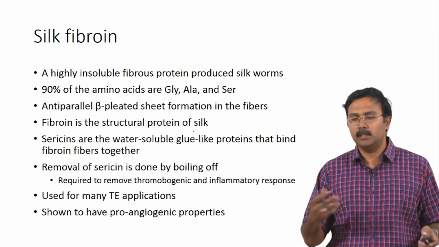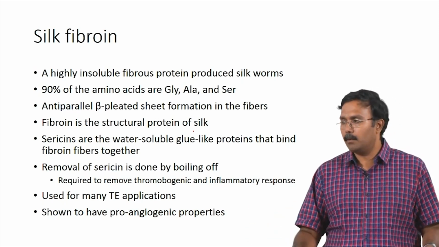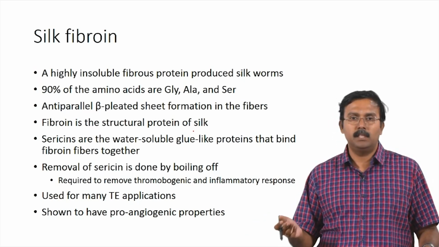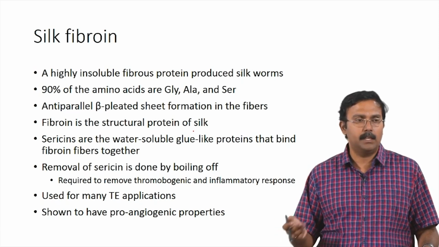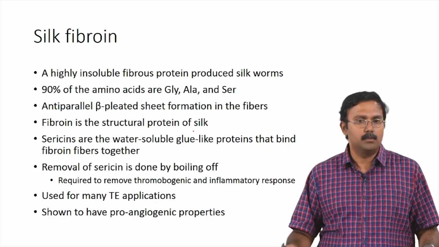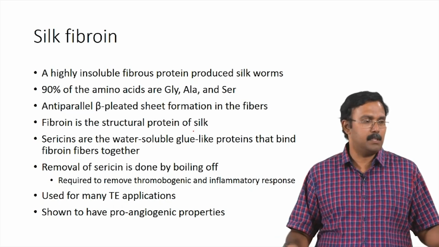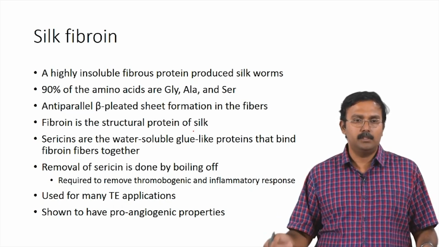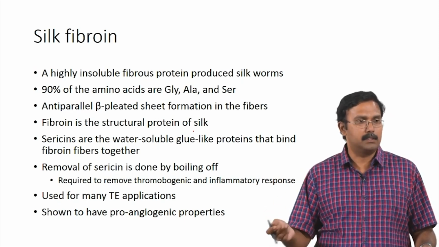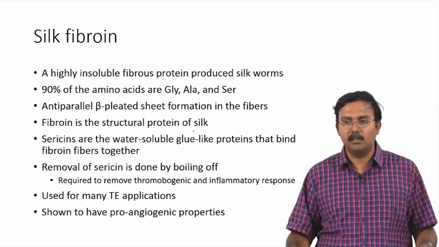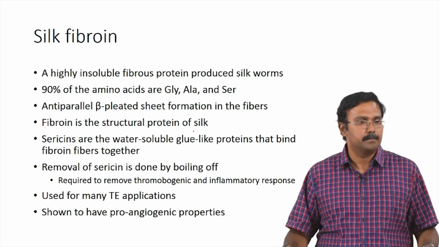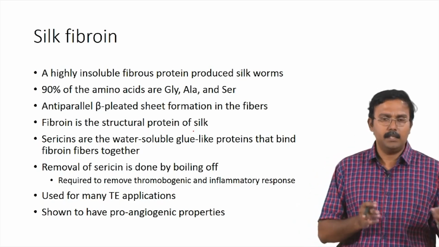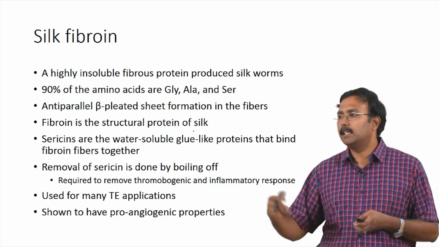Sericin is usually removed before you use fibroin for tissue engineering applications, because sericin can cause thrombogenic and inflammatory responses. Removing it is quite simple, because sericin is water soluble and fibroin is not. All you do is put it in water and boil it. Sericin will get dissolved and fibroin will remain. You take out the fibroin, and this has been used for many tissue engineering applications, again in combination with other materials.